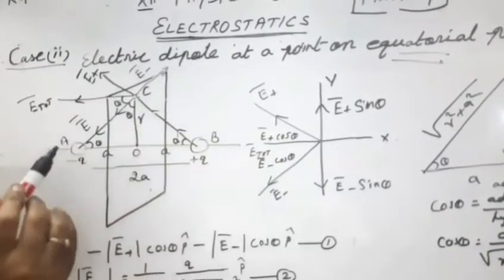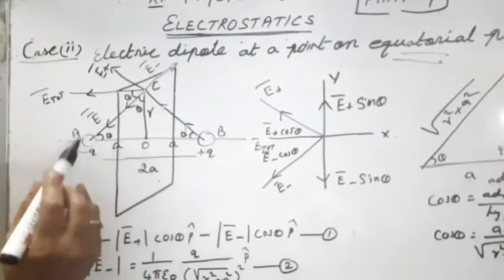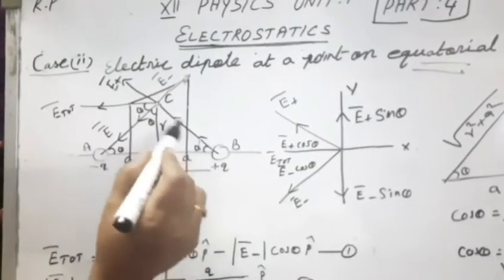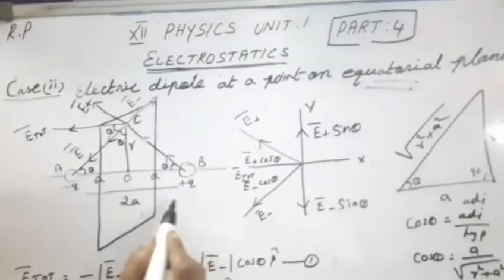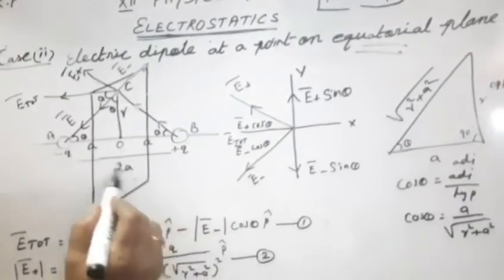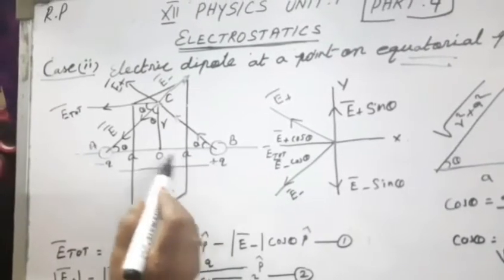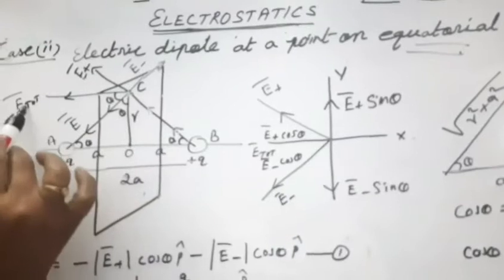And the negative charge means the arrow mark is towards the point charge, and positive charge means the arrow mark is away from the positive charge. And next, this is known as the electric field plus, and this is the electric field of minus. Therefore, the total electric field is in the mid of the line.